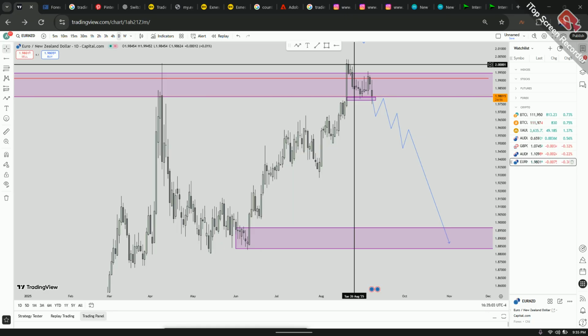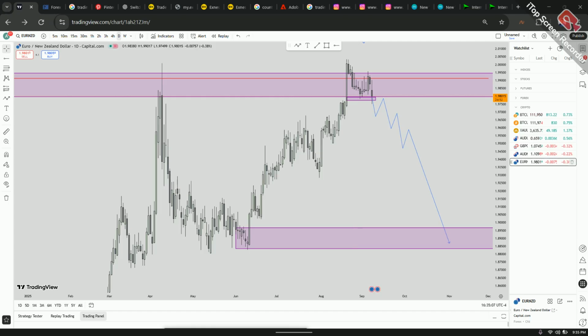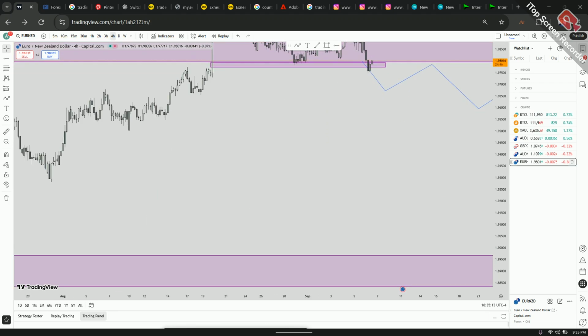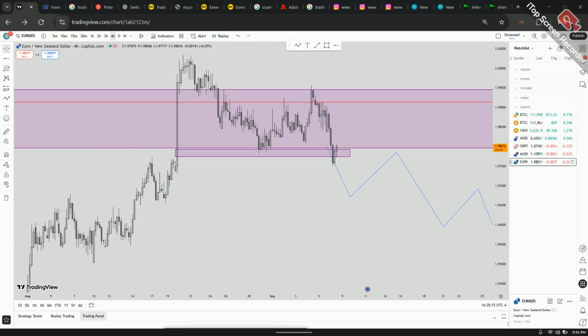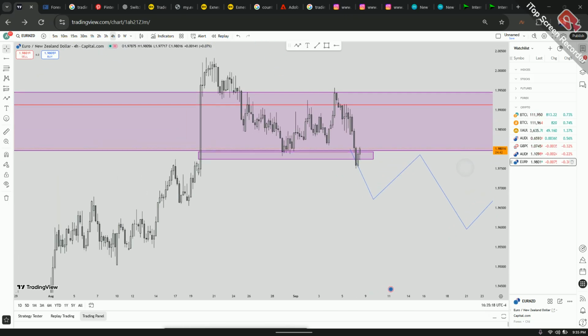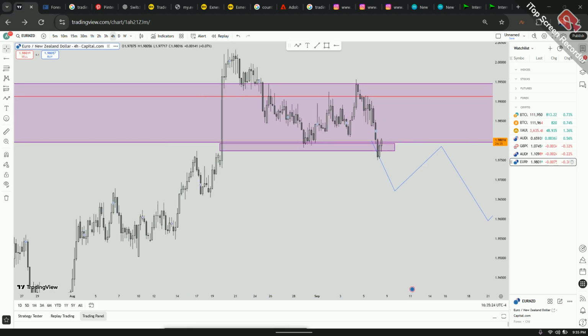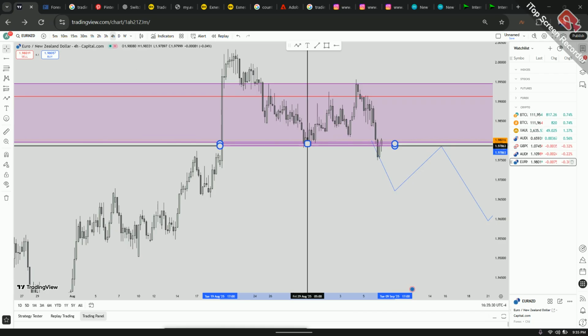But for now, we are not sure what's going to happen. Let's just see that time frame before we conclude. Let's go to the 4-hour time frame. So what I'm expecting here is the market should close below this zone here. Let me put it here.